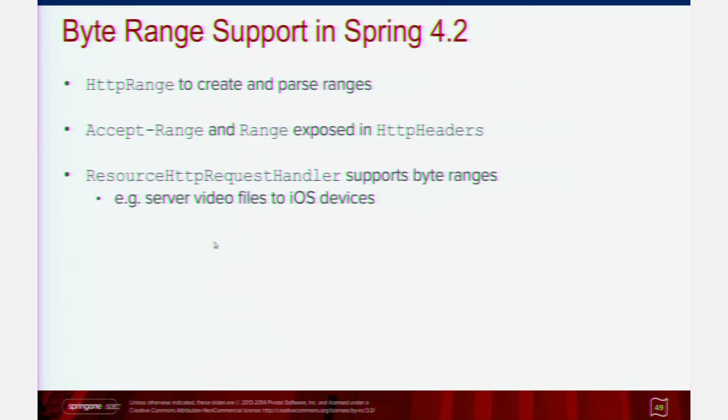So in 4.2, we have essentially an HTTP range type, which is just basic support. And then we have HTTP headers, and resource serving actually has that as a built-in feature. It advertises to the clients that it supports ranges. And then if the client sends a range request, we will give exactly what the client is asking for. Now, maybe you don't care about this feature, but the particular request that came in was by somebody who was serving video files to iOS devices. And we said, sure, why not? Let's make that possible.